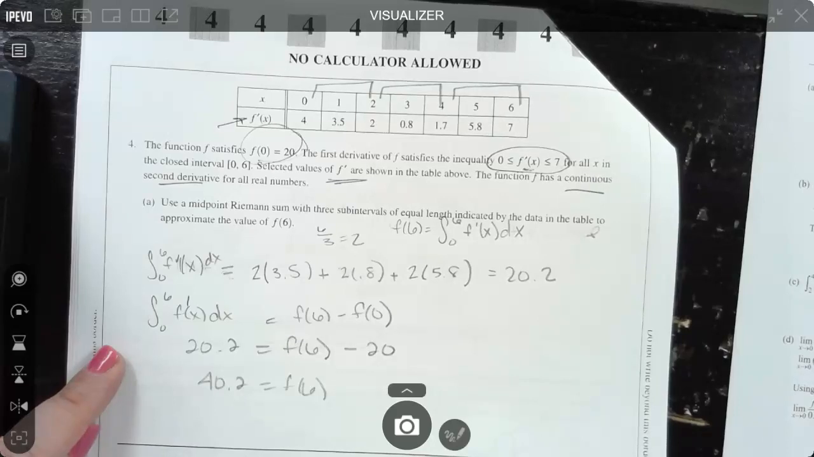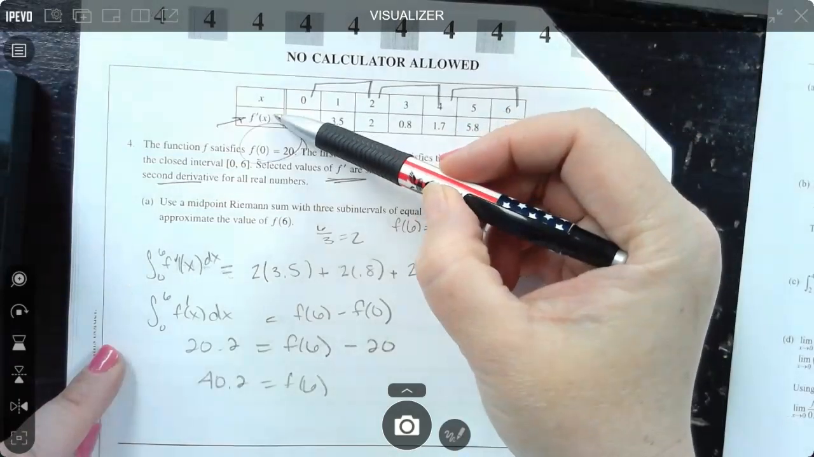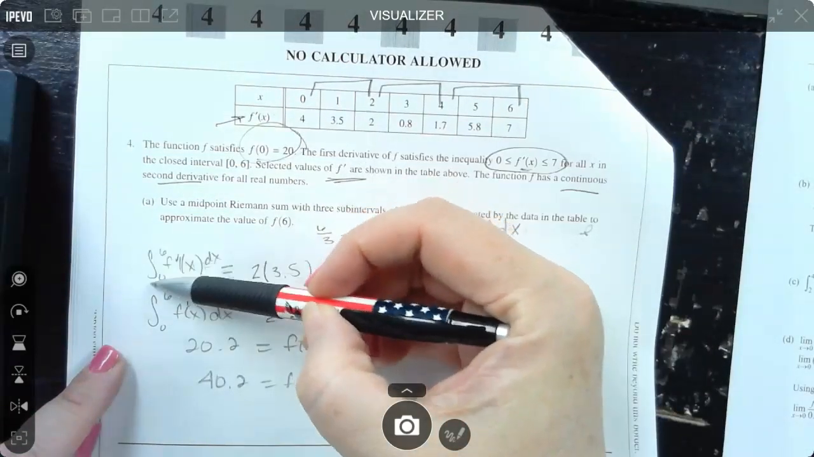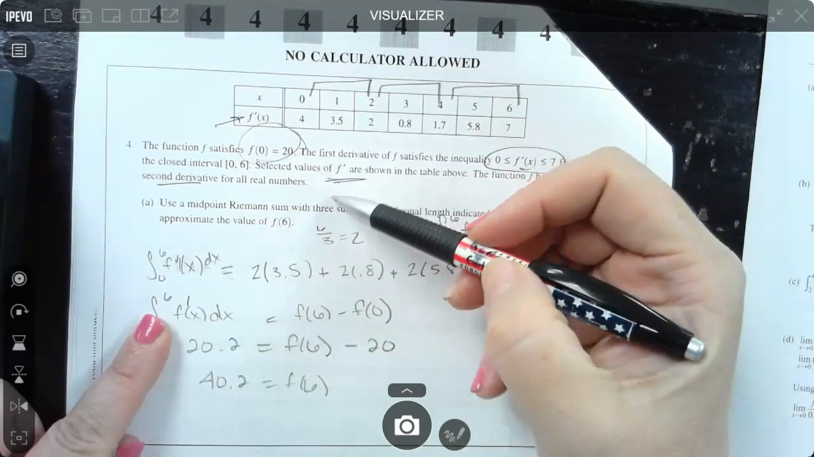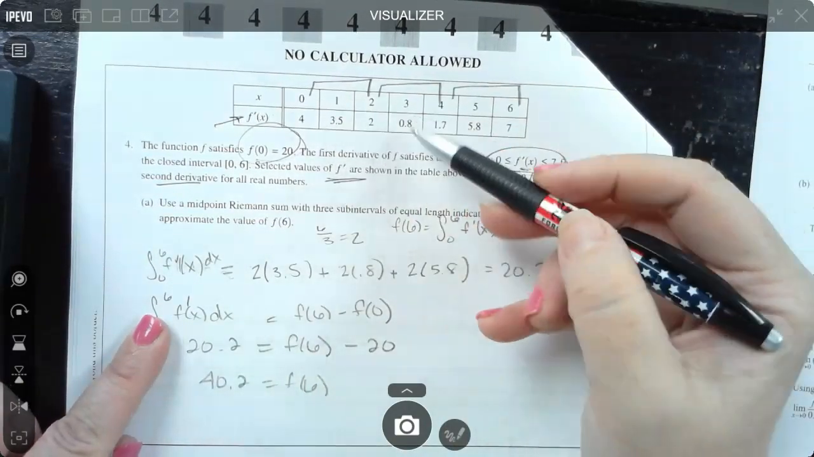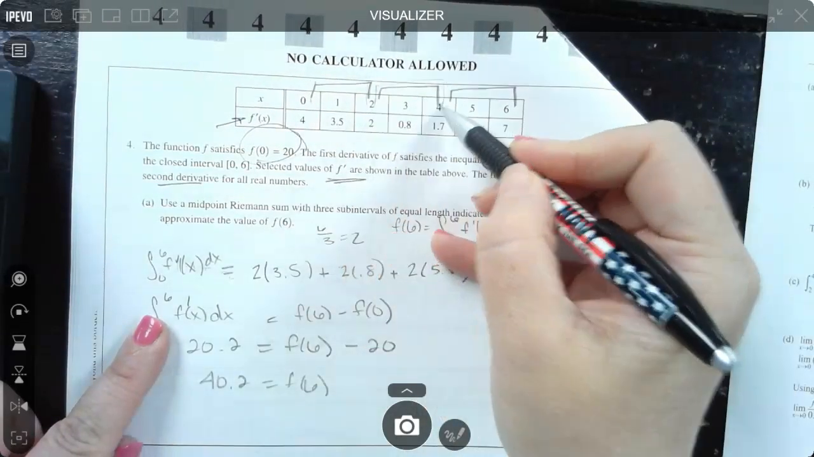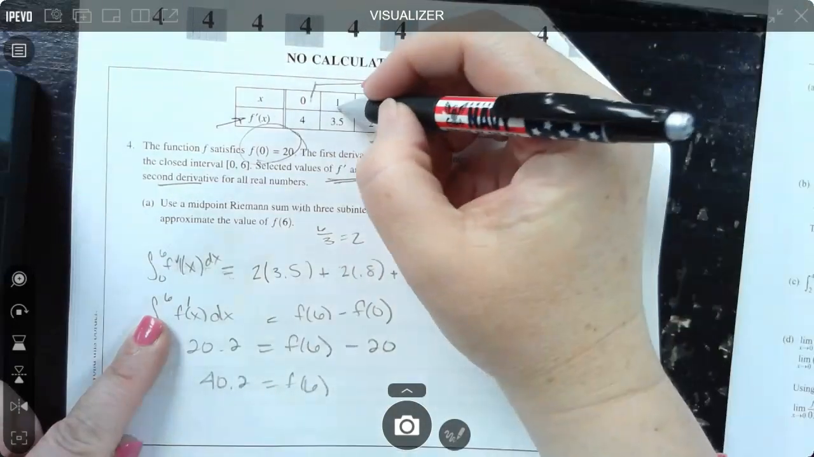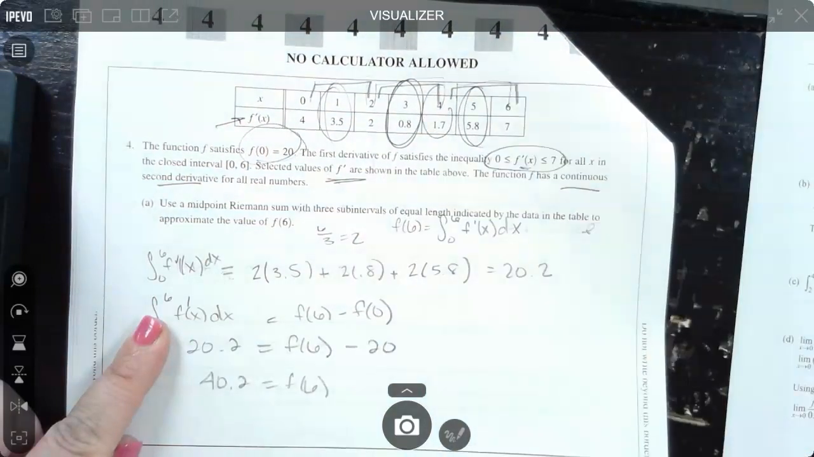So it said use a midpoint Riemann sum with 3 sub-intervals of equal length indicated by the data in the table to approximate f of 6. So now remember this is the derivative, right? So if I do the integral, it's really just give me f of x. All right, so my Riemann sum with midpoints, this was nice because the midpoints were already there for me. I did not have to calculate anything. If I divided it into 3, there's 1, 2, and 3. So my midpoints are coming here, here, and here.